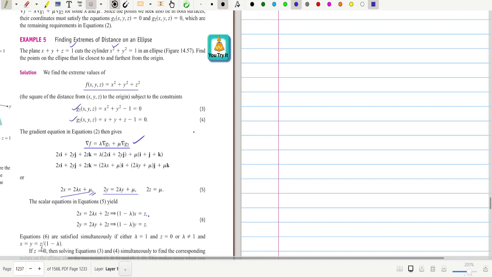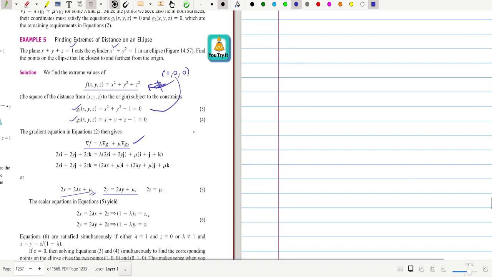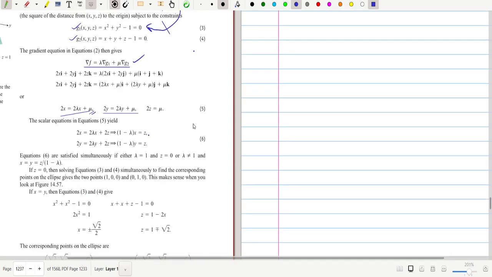If z equal to 0, we can get y equal to 0 and x equal to 0. In that case the point is 0, 0, 0, but that doesn't belong to this equation. Whenever x equal to 0 and y equal to 0, x square plus y square will be 0, but that doesn't satisfy this equation. So we can neglect that point. So assume z not equal to 0.